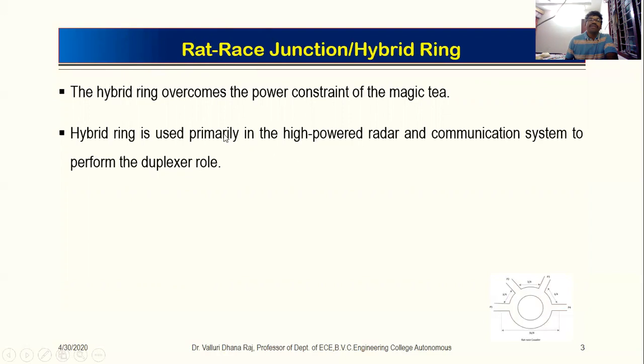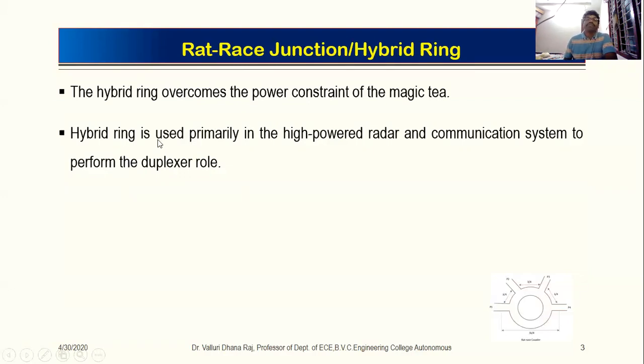Also, the ports are separated in terms of wavelength. These are the two reasons why the rat race is finding applications: it is able to overcome the power limitation of the magic T, the ports are separated in terms of wavelength, and it is able to connect devices and handle high powers. As a result, it is finding application in radars, where it plays the role of a duplexer.